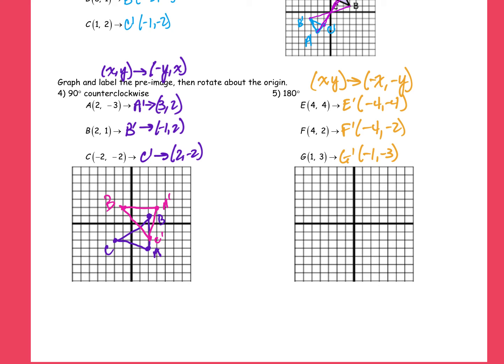So we've got E is 4, 4, 1, 1, 2, 3, 4, 4, 2. Okay, great. And 1, 1, 2, 3, 1, 3. So I've got E, F, and G. Okay. And then my new figure is negative 4, 1, 2, 3, 4, 1, 2, 3, 4, and 2. And negative 1, 3. So I've got E prime, F prime, and G prime. Questions?